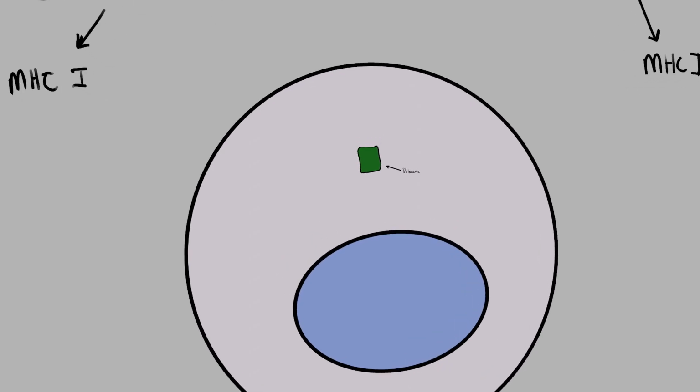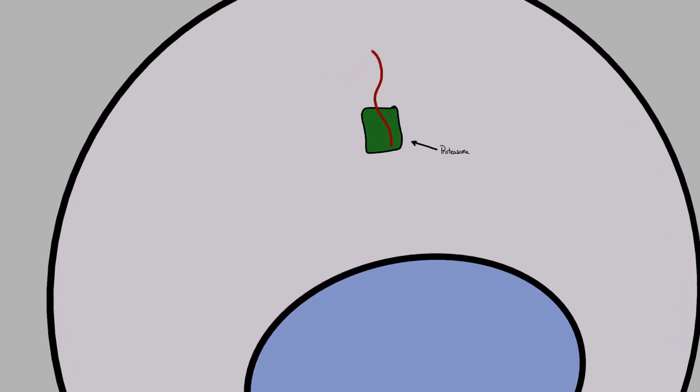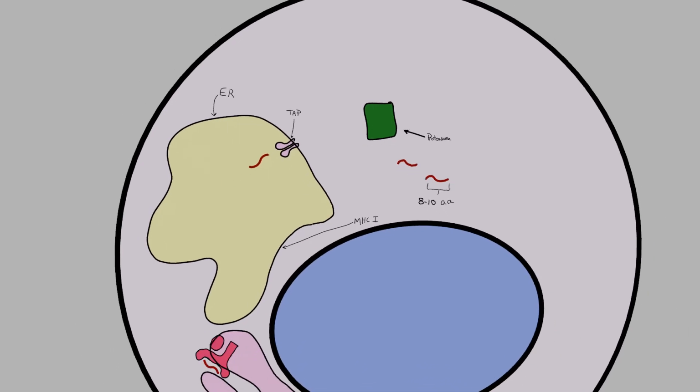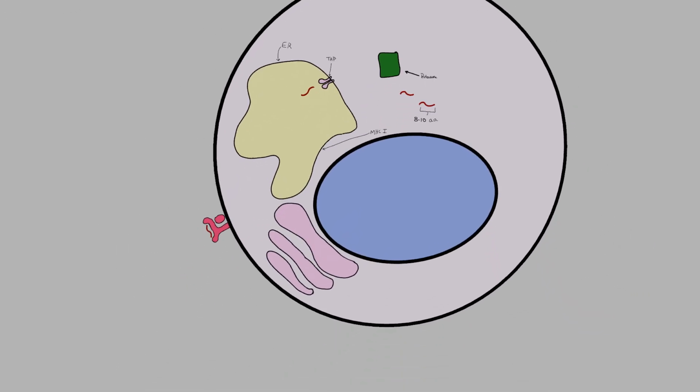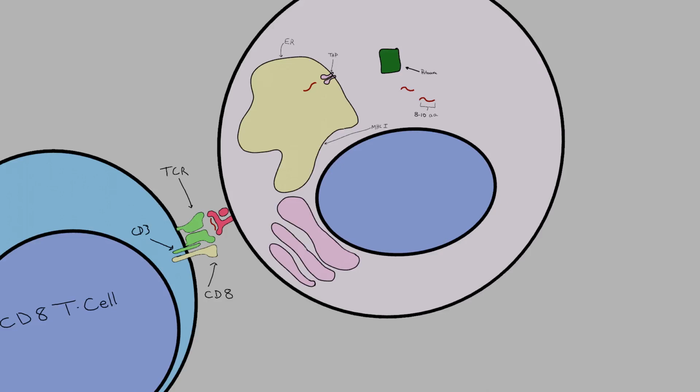The proteasome is involved with protein turnover and non-specifically degrades proteins into units of approximately 8 to 10 amino acids in length. These peptide fragments are then transported into the rough endoplasmic reticulum using a transporter, TAP, and loaded onto MHC Class 1. MHC Class 1 is exported via the Golgi system to the cell surface, where CD8 T cell receptors interact with the MHC Class 1 peptide complex.